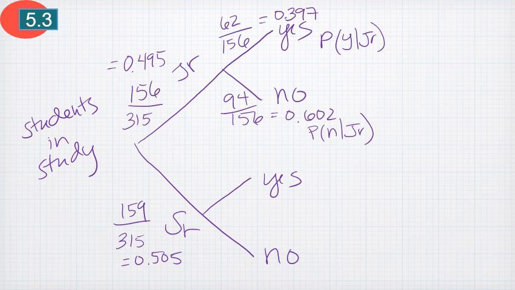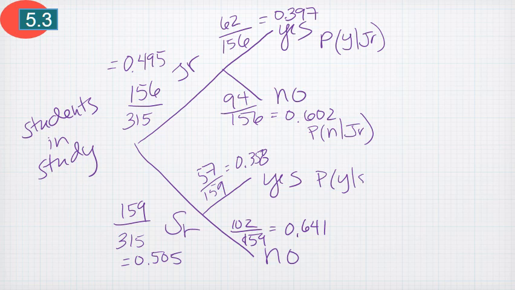Okay, same deal here. On this branch, I would put this probability. 57 of our seniors said yes, and that's out of a total of 159 seniors. So that probability is 0.358. And then on this branch, we would say 102, because that's the seniors who said no, and that's out of 159 for a probability of 0.641, or something similar to that. Again, these are conditional probabilities: the probability of yes, given that they're a senior, and the probability of no, given that they're a senior.